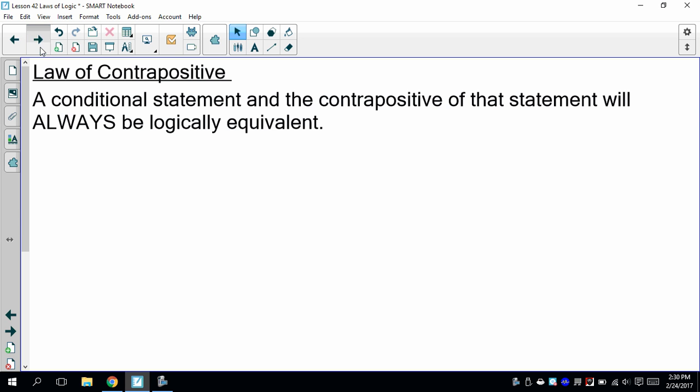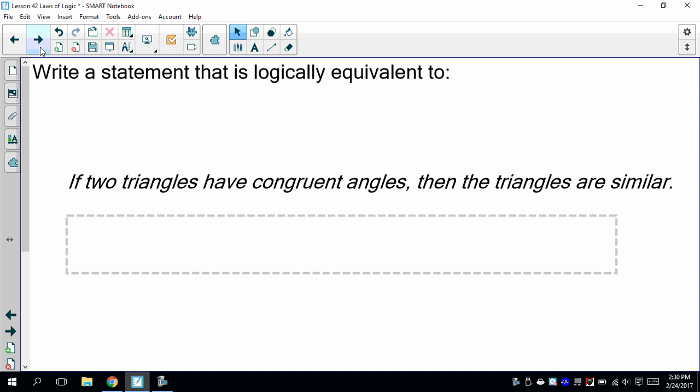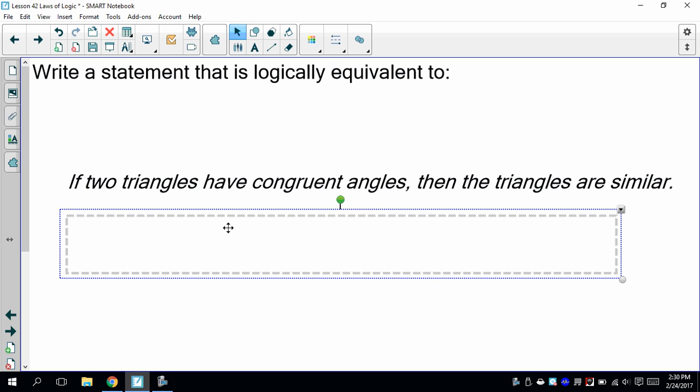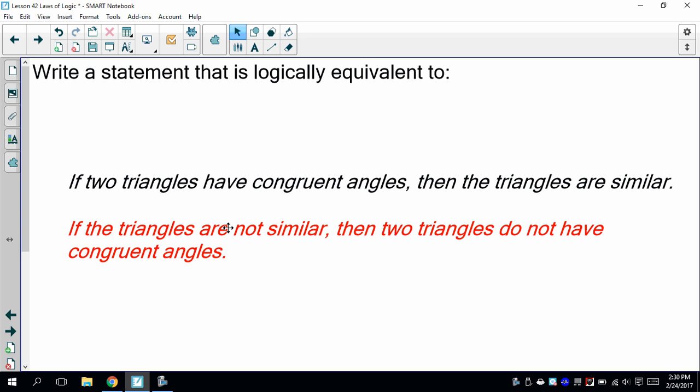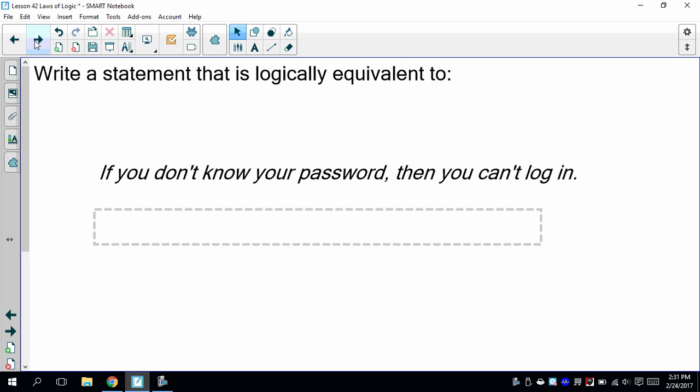So it's important at least to know that a conditional statement and its contrapositive are logically equivalent. So if I asked you to write a statement that is logically equivalent to, if two triangles have congruent angles, then the triangles are similar, we would just simply write the contrapositive of that. So we switch P and Q, and we negate both of them to get, if the triangles are not similar, then two triangles do not have congruent angles. So go ahead and do that for this one.